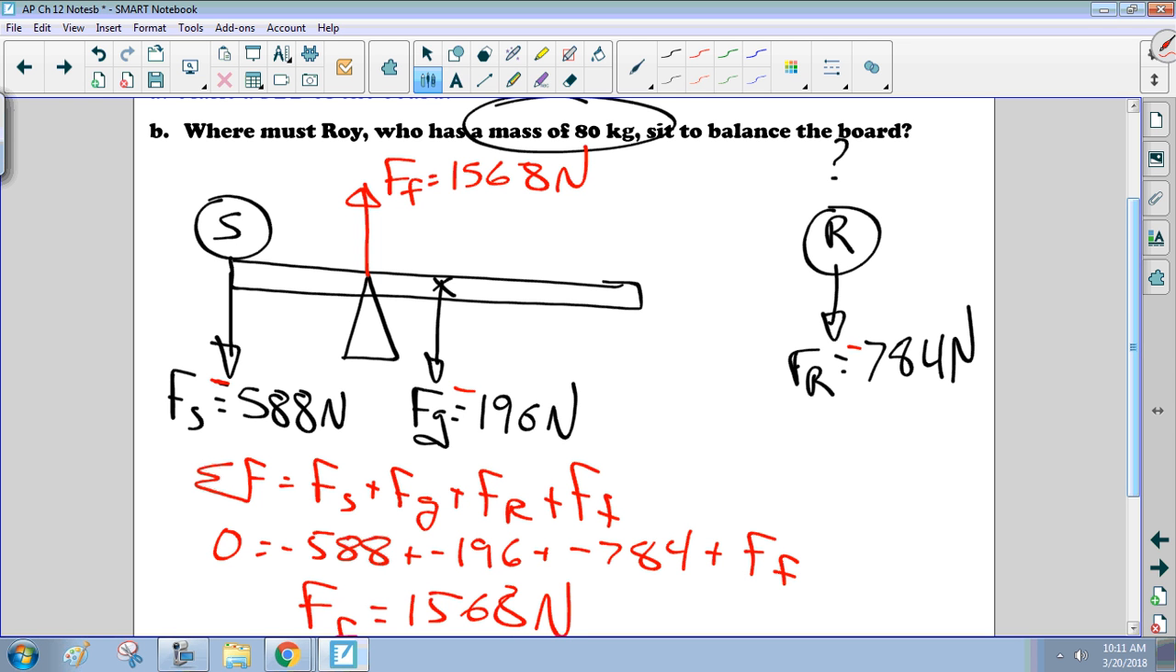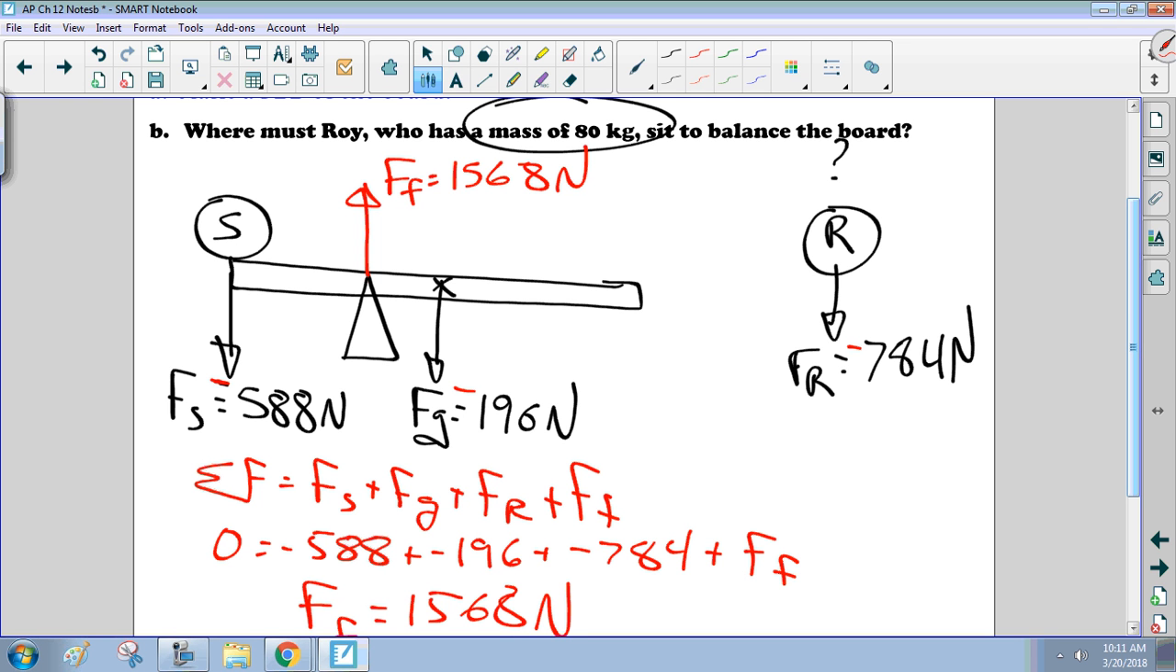All right, so now what we want to do is figure out where Roy needs to sit. I've already established that the net force is zero and used that to solve for a thing. What's the other thing that I know has to be true about the board? The torque has got to be zero, right? Because there's not more torque one way or the other, so it's balanced. There's no angular motion, so my net torque is zero.